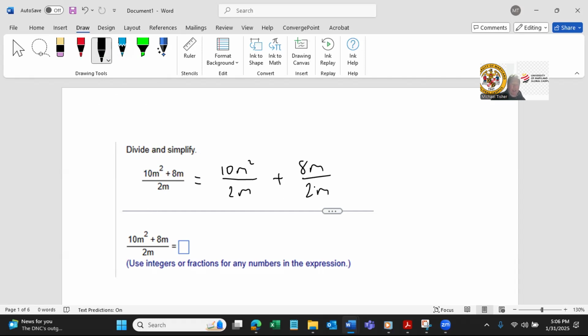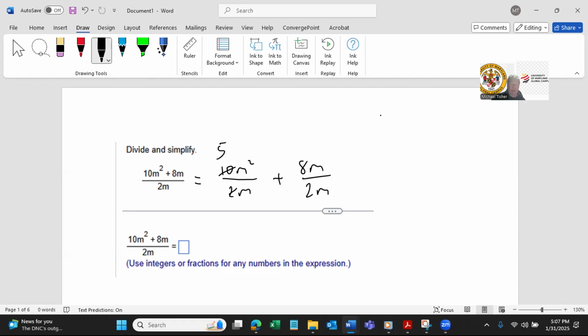Now let's deal with each of these two separate fractions. So for 10m squared over 2m, notice that 10 is connected to m squared by a times sign, and 2 and m are connected by a times sign. And so that means 10 is a factor, m squared is a factor, 2 is a factor, and m is a factor. And factors can be canceled out. So here we have 10 and 2. So 10 over 2 is 5. So we'll cancel those out and put a 5.